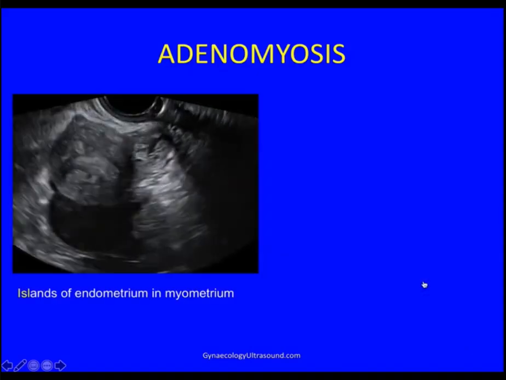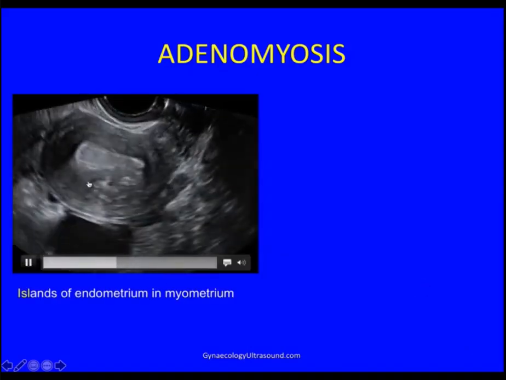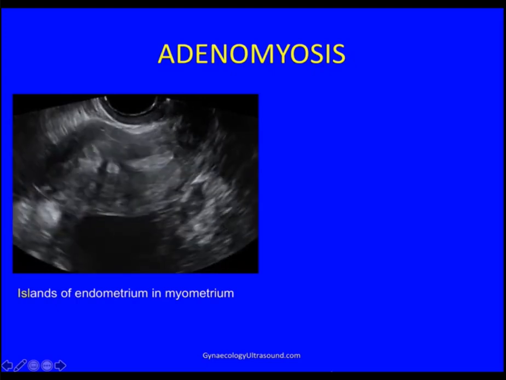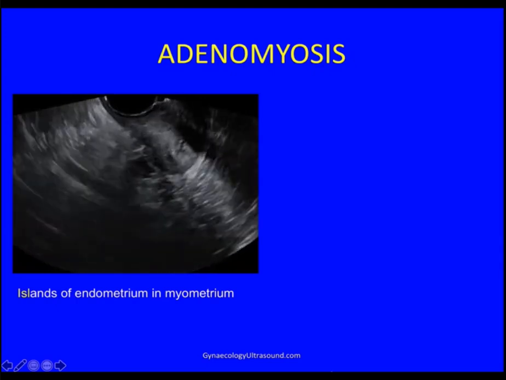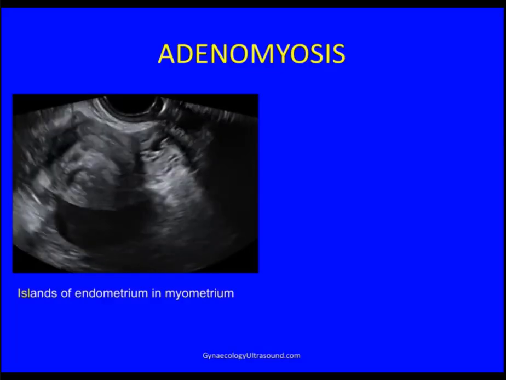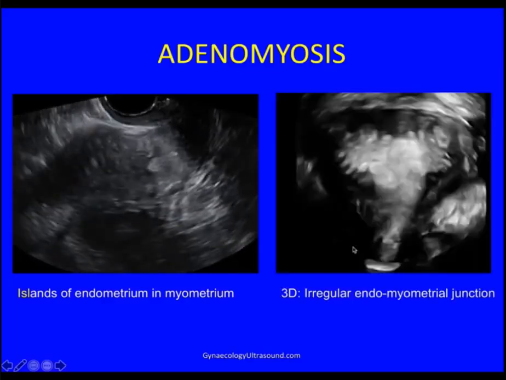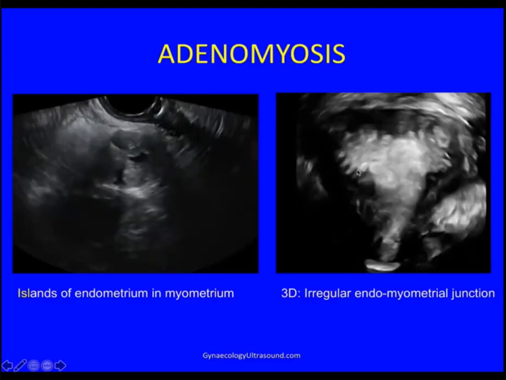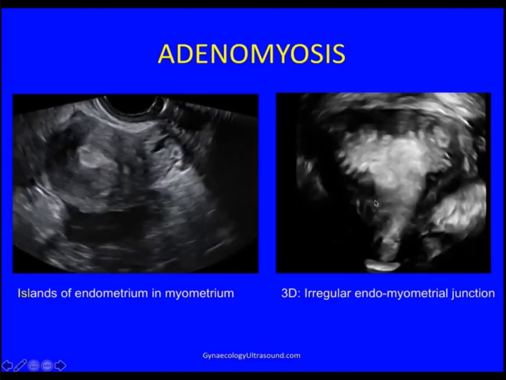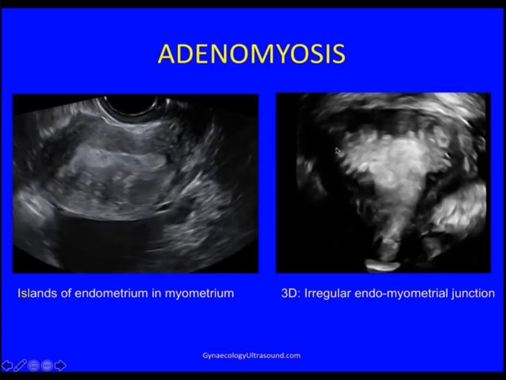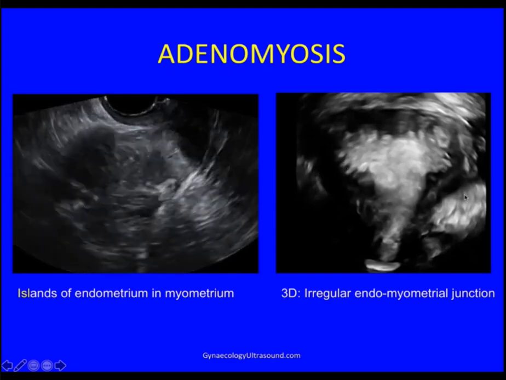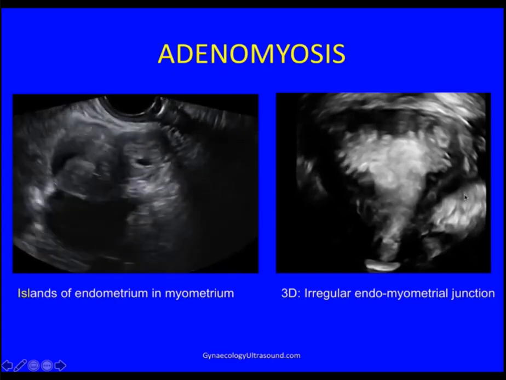Adenomyosis can also look like this, where you have islands of endometrium in the myometrium. It's a very typical appearance of adenomyosis. And on 3D, that would look like this. You would have an irregular endomyometrial junction, whereas it should be clear like that. You've got a sort of budding of the endometrium into the myometrium. That's what it looks like on 3D.